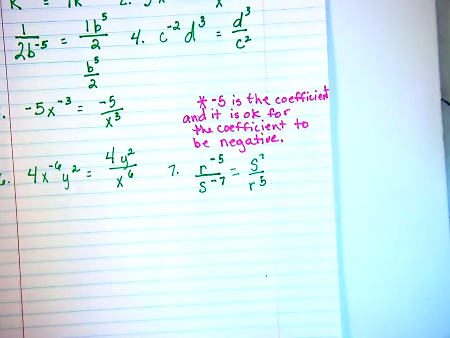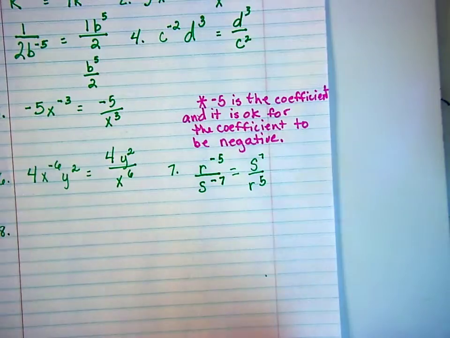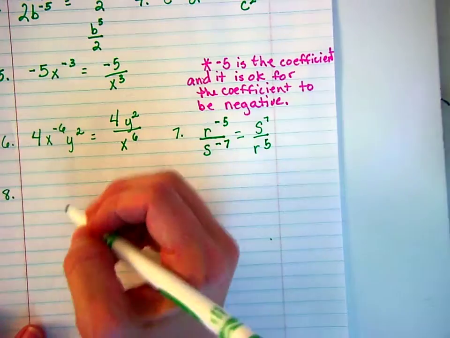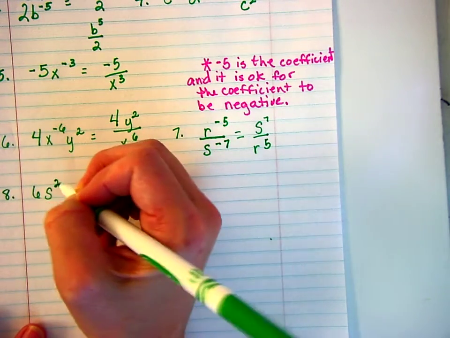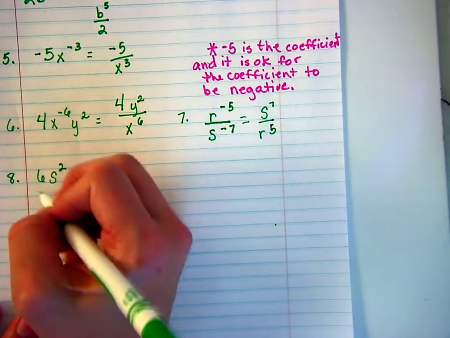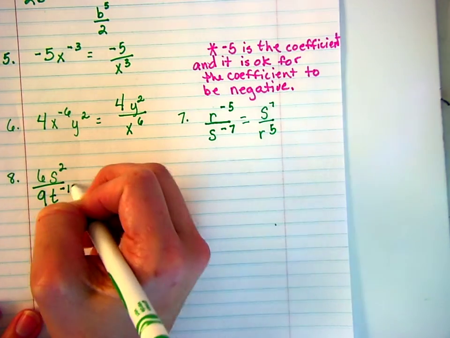Number 8 is going to come with a disclaimer. I'll write it out in just a second. Here's the problem. You have 6 s to the power of 2 over 9 t to the power of negative 12.